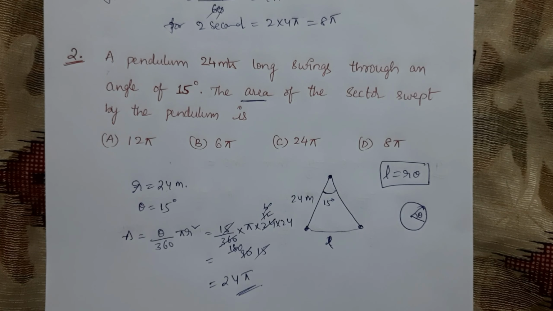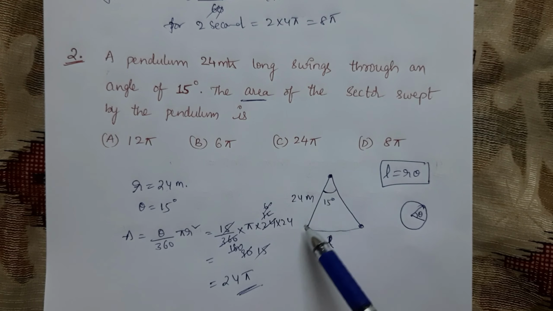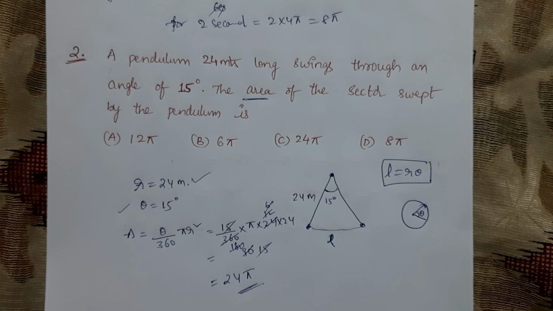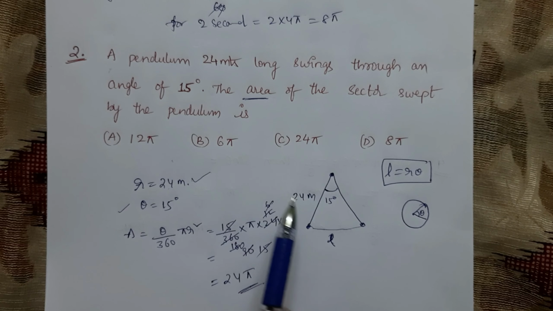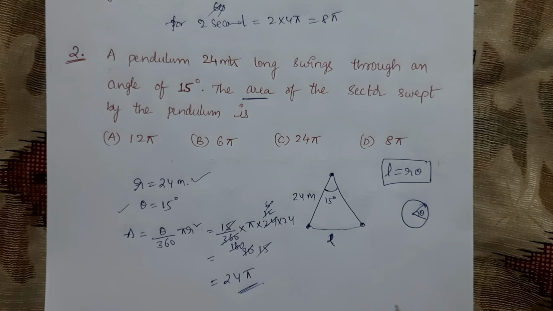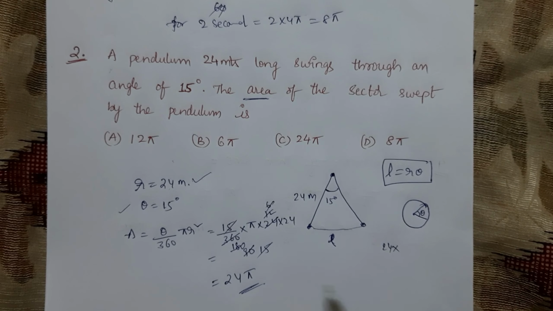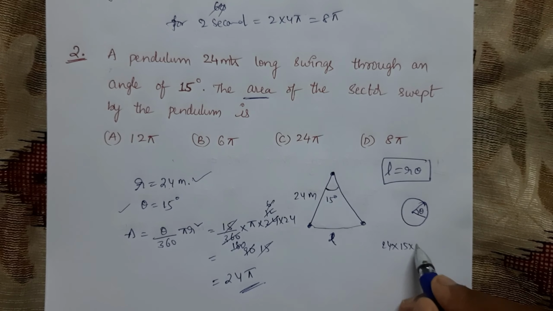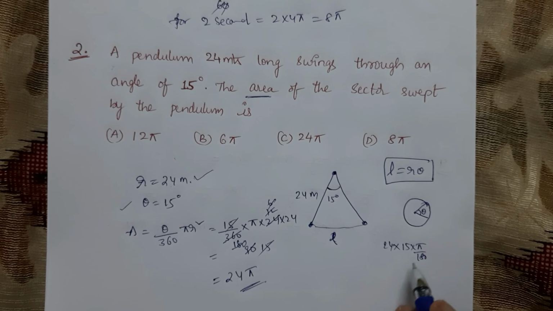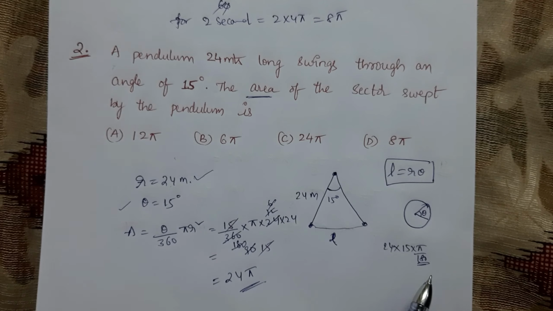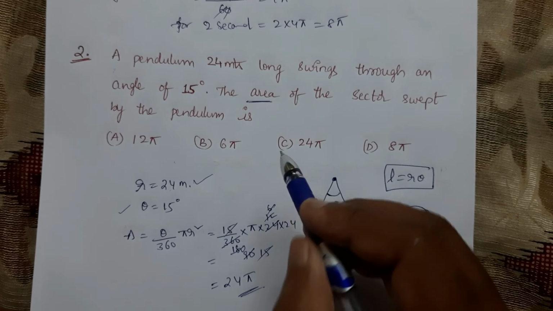So like this we need to find. Here the pendulum length we need to consider as the R value, and the angle we should consider as theta. If they ask the length of an arc, it is L equal to R theta, directly 24 into pi we can find. In terms of radians, 15 degrees means 15 into pi by 180. That is in terms of L. But here they asked for area, so A is equal to theta by 360 into pi r square. Next question.